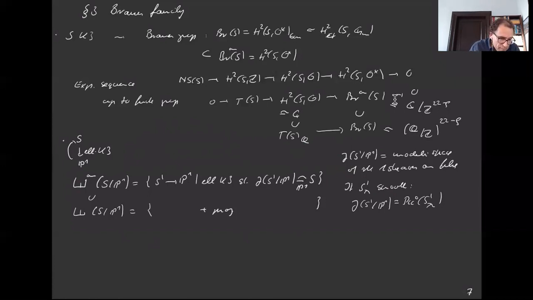Okay, and then there's a theorem that says there is in fact a natural isomorphism between the analytic Tate-Shafarevich group and the analytic Brauer group, which induces an isomorphism between the algebraic counterparts.